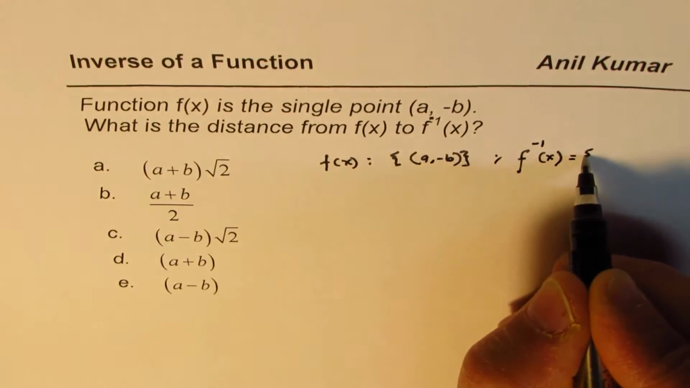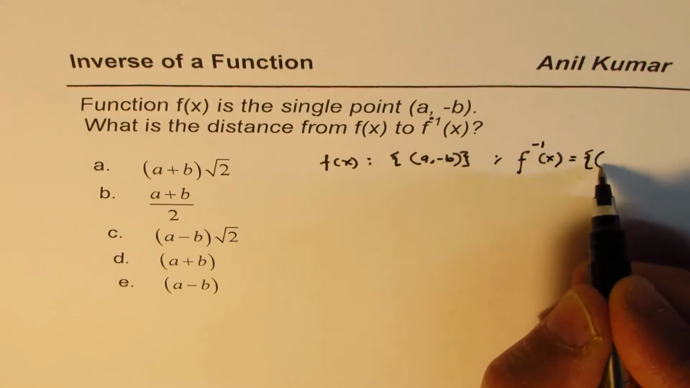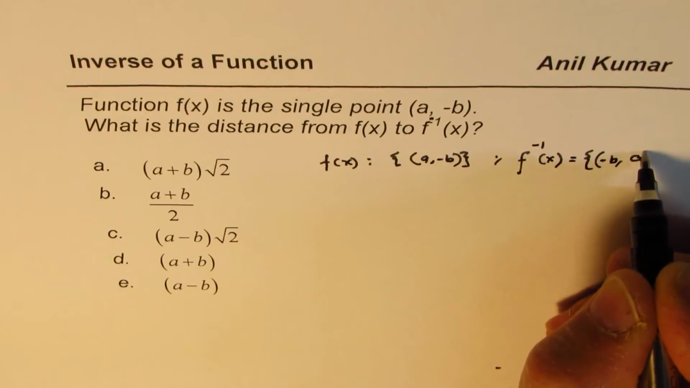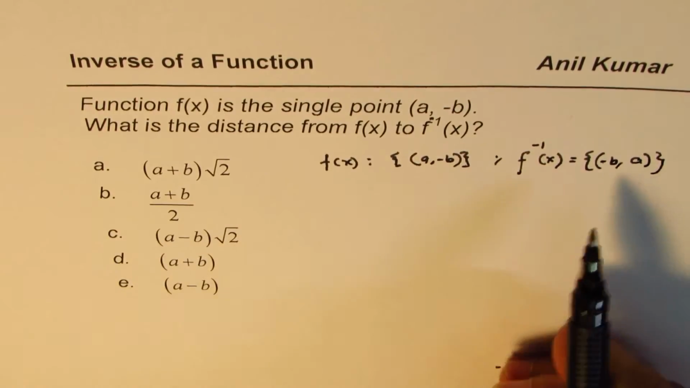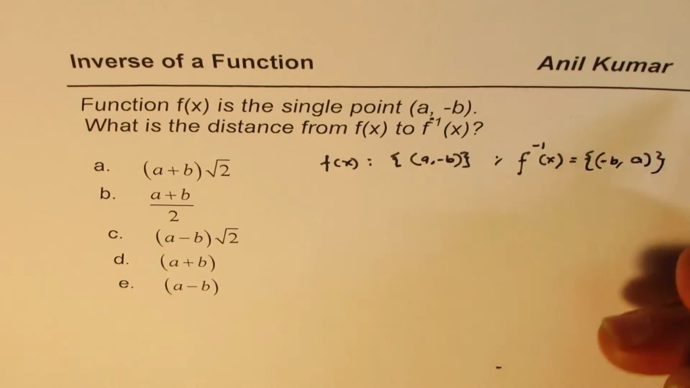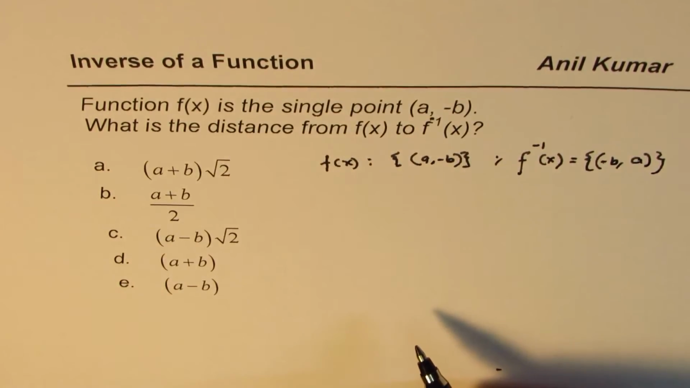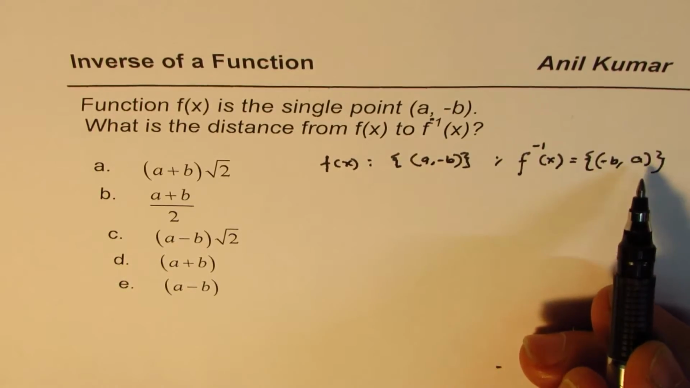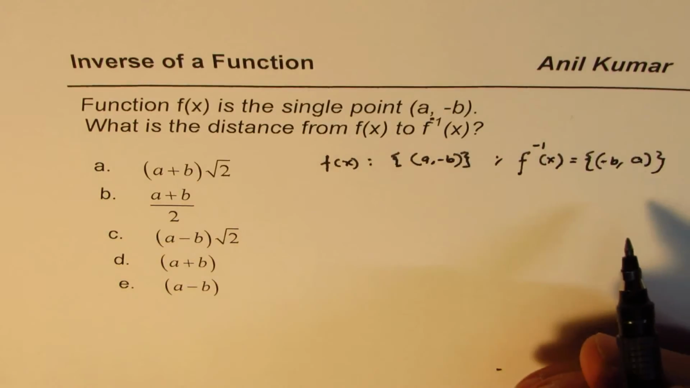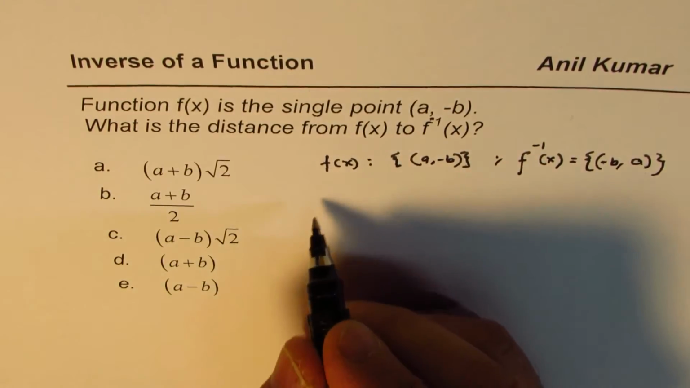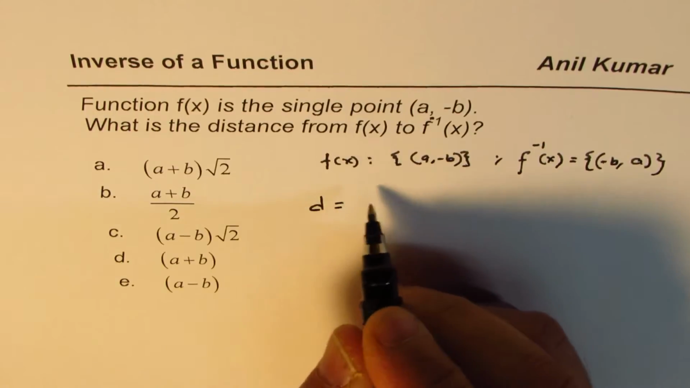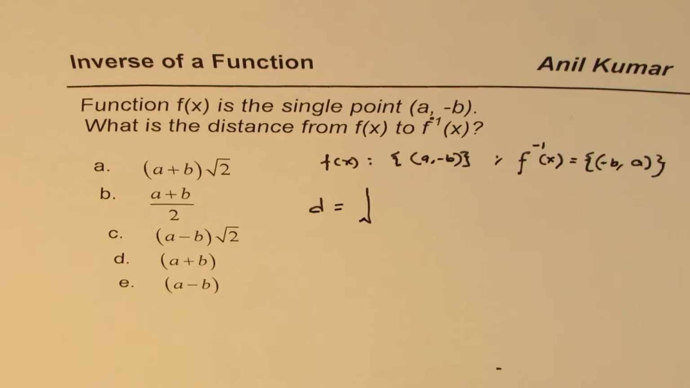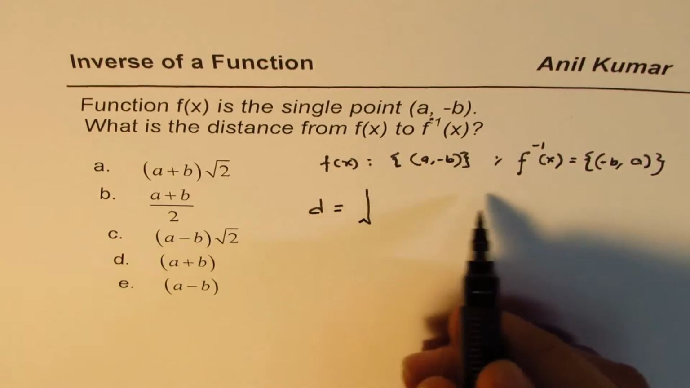To get the inverse, we swap x and y. So the y value minus b now becomes the x value, and a becomes the y value. The inverse function will have just one point reflected on the line y equals x, and the coordinates will be minus b, a. Now the simple question is to find the distance between these 2 points. So that is what the question is. Once you understand, it is very, very simple. But getting this concept is so important. I hope you appreciate that part. And now it's kind of simple.